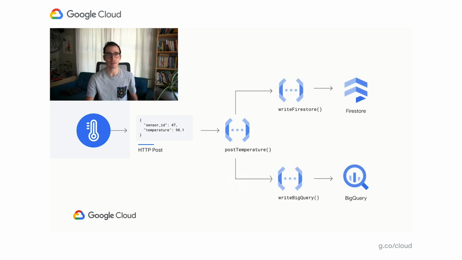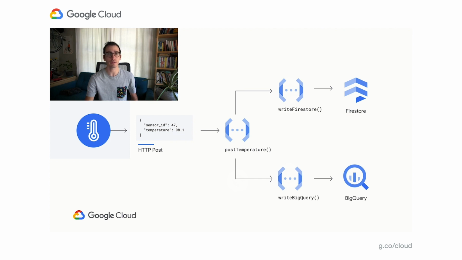Now, one way we could do this is to put it into two cloud functions, one that writes to Firestore and one that writes to BigQuery. And this is a step in the right direction. But that post temperature function is still responsible for running and retrying and understanding if those other functions succeeded or failed. So we want to decouple these completely.